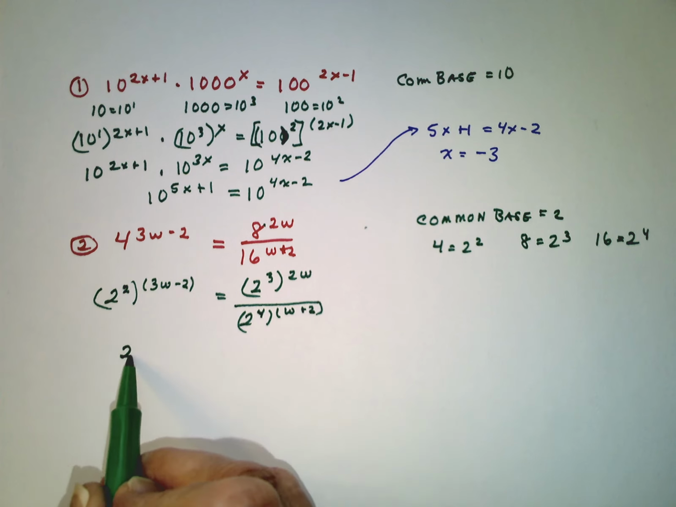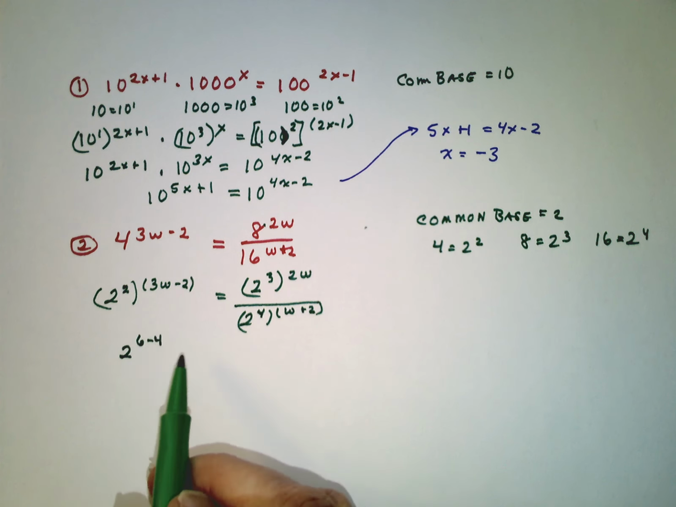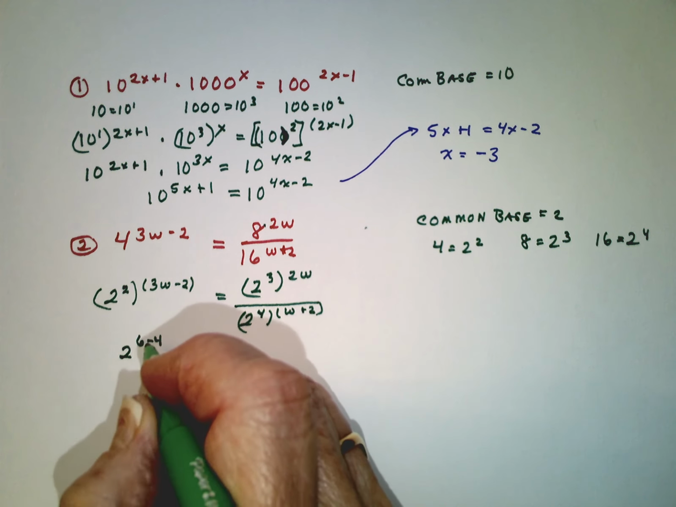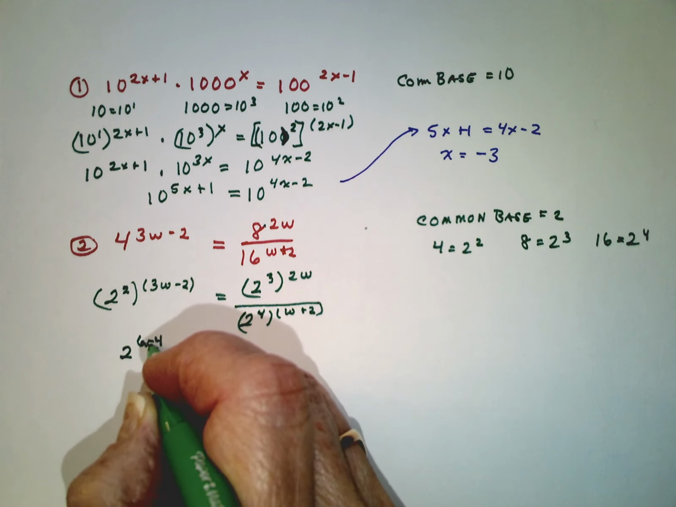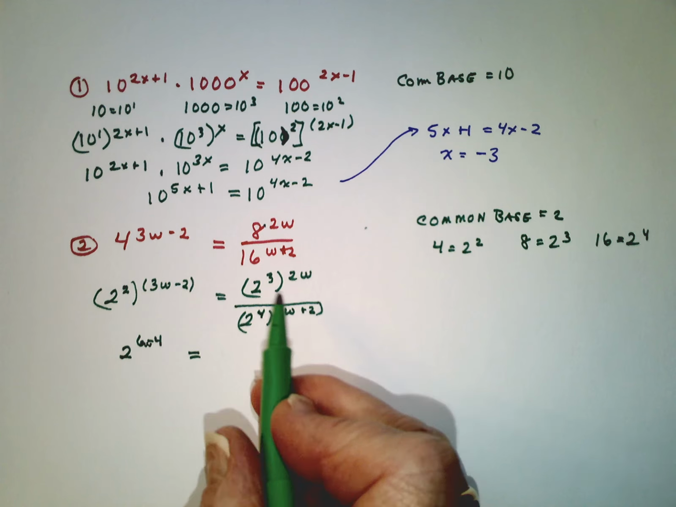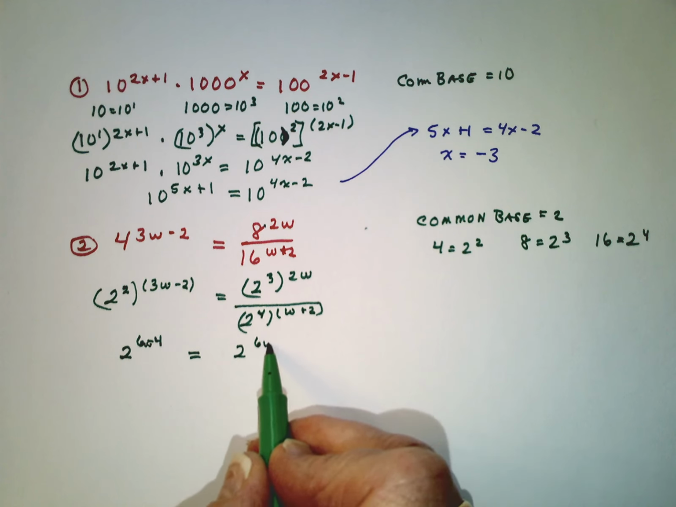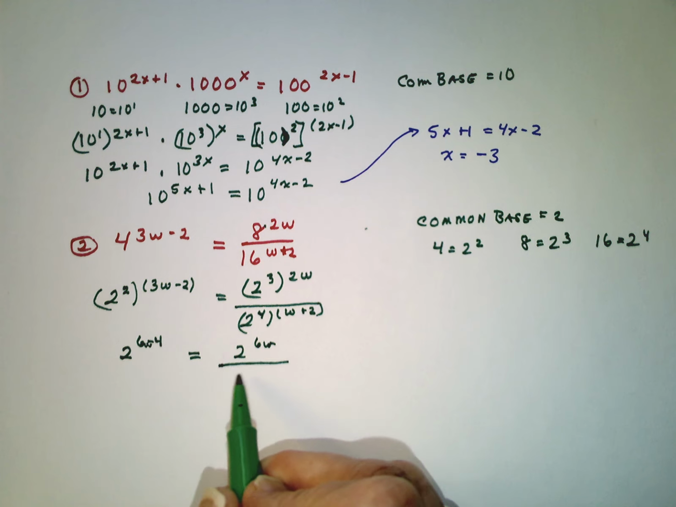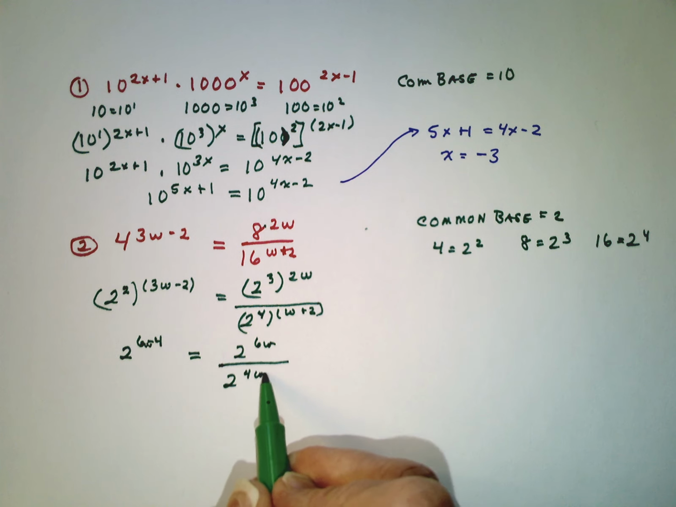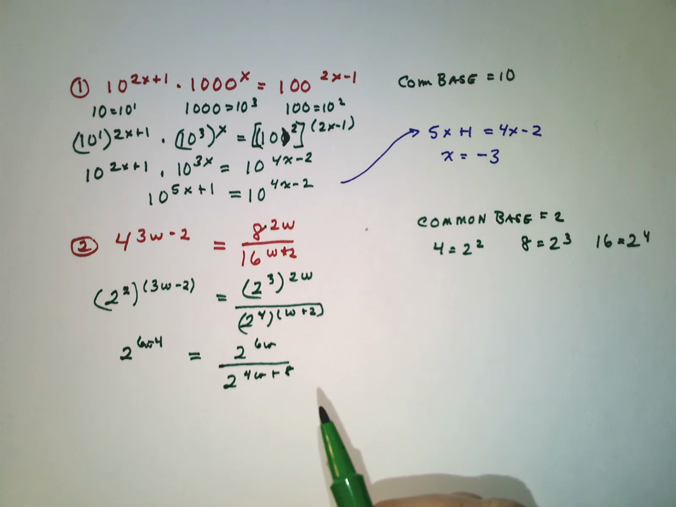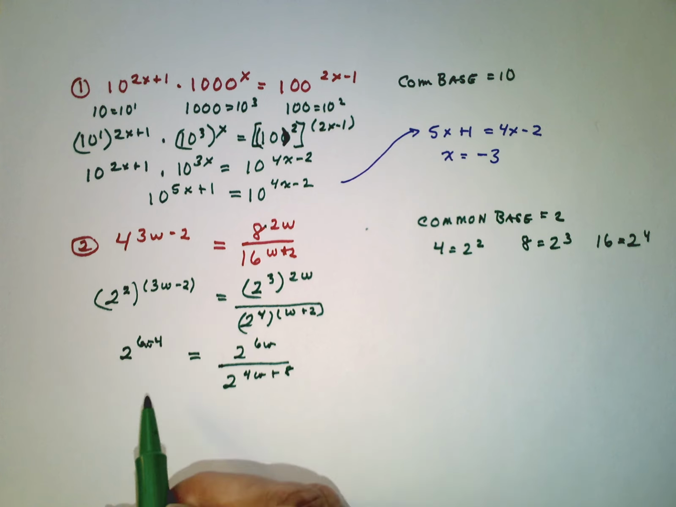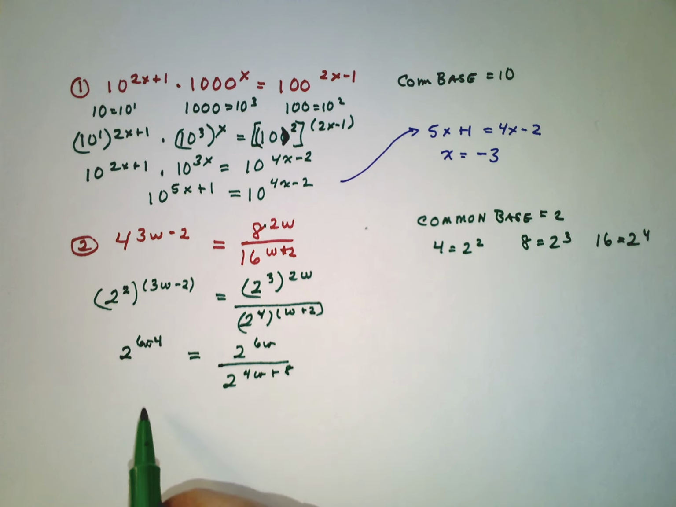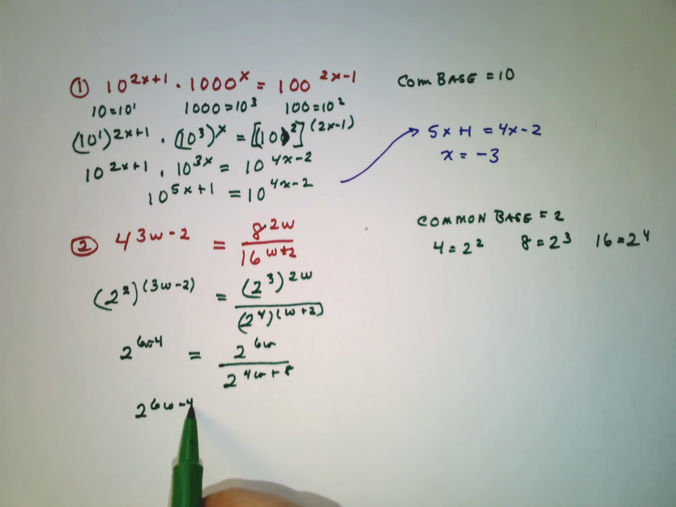Powers of powers. 2 to the 6w minus 4. Sorry, I lost the w there. I'm trying to hurry too much. 6w minus 4 equals 2 to the 6w over 2 to the 4w plus 8. Oh my. Okay. Before I run out of paper here, so we have 2 to the 6w minus 4.